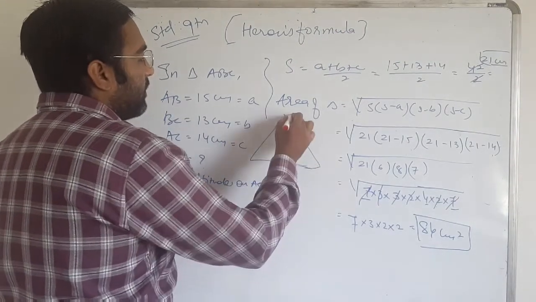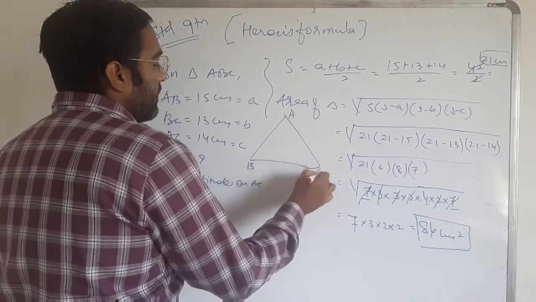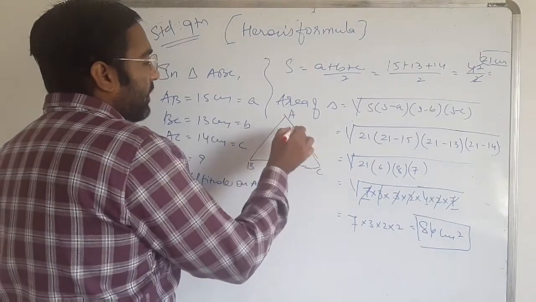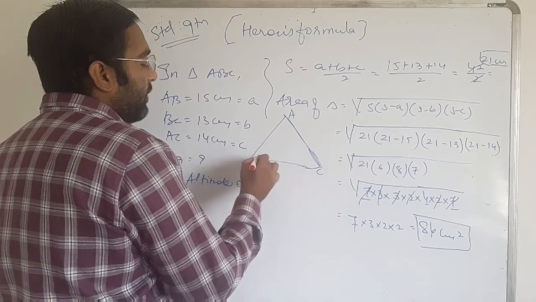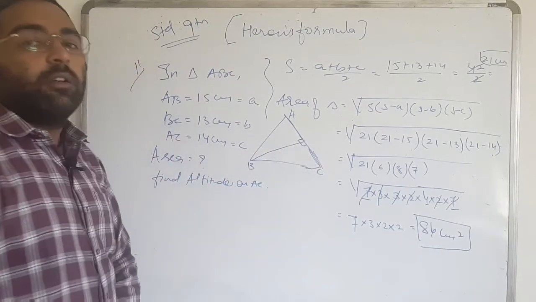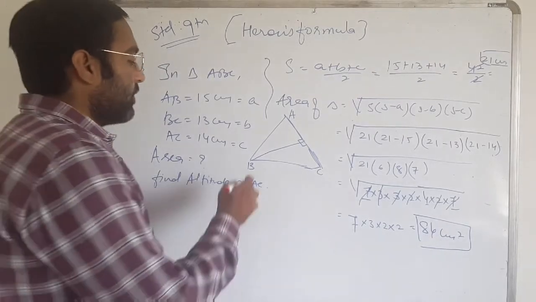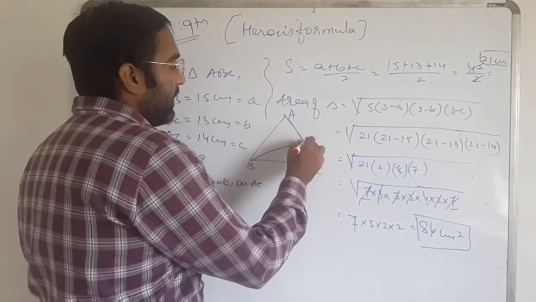This is my triangle ABC. So this is my AC. I have to find the altitude on the AC. That is the altitude, that makes a 90 degree angle. So I'll take the altitude as BD.